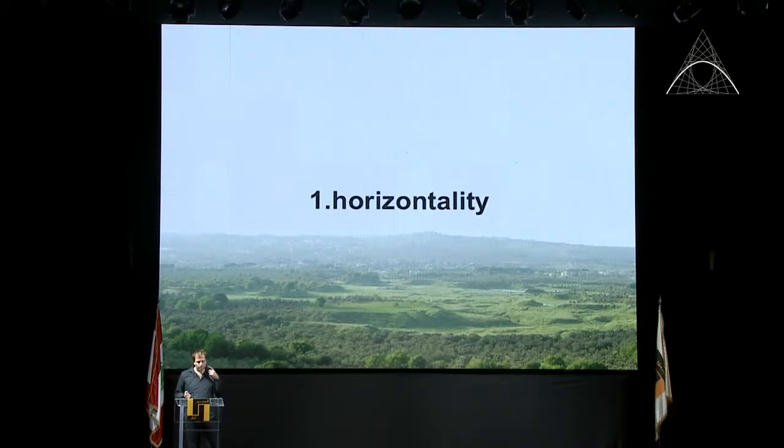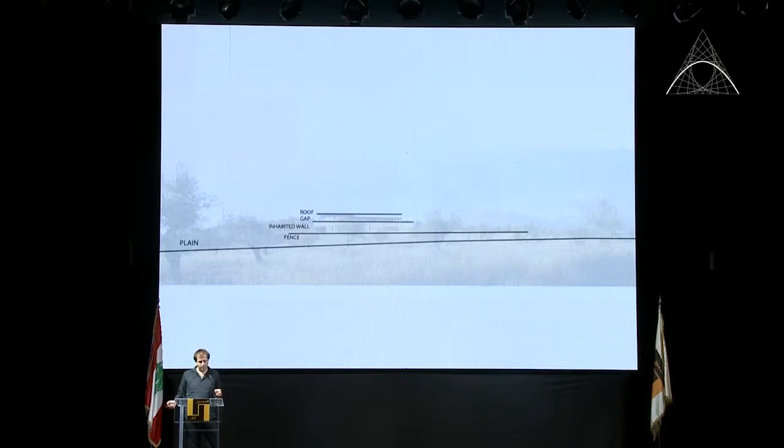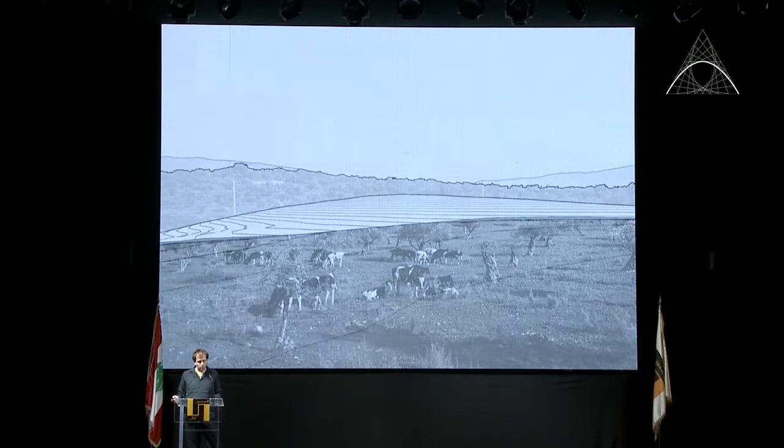The first was horizontality. In the context of ZGHARTA, horizontality was the most prominent feature of the landscape and of the agricultural plain. So we took this horizontality, the main feature, and emphasized it in the massing of the house through a series of horizontal contours. These contour lines will overlap to gradually insert the house in the landscape.